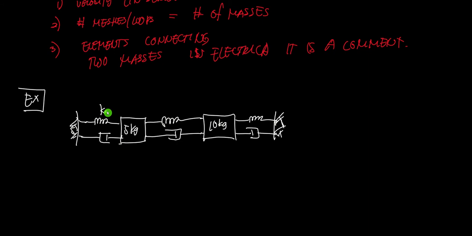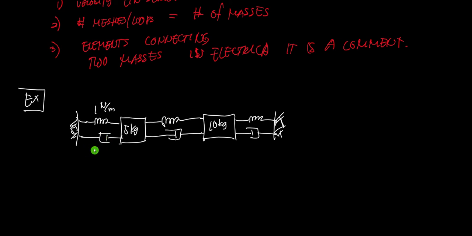So let's call this one KS1, this one KD1, or let's just put numbers here. For the spring constant, usually the unit is Newton per meter, because if you multiply that with the displacement, the meter will cancel out and become force. So Newton per meter.